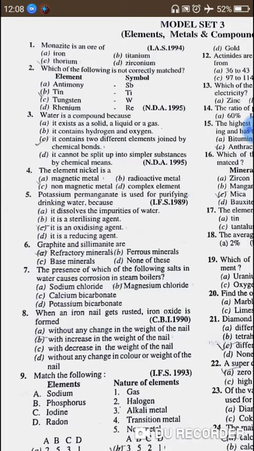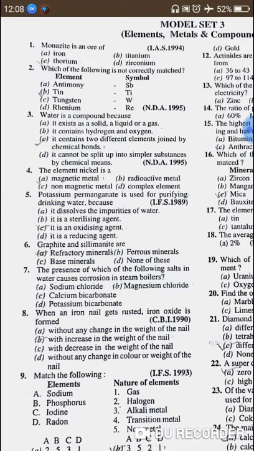Next come towards water is a compound. Because why water is a compound? Because it contains two different elements joined by chemical bonds. We all know very well that water contains two different elements like our hydrogen as well as oxygen. So the combination of two different elements is known as our compound. Thus water is also a compound. Next come towards the element nickel is A, and our answer is magnetic metal. So the element nickel is a magnetic metal.